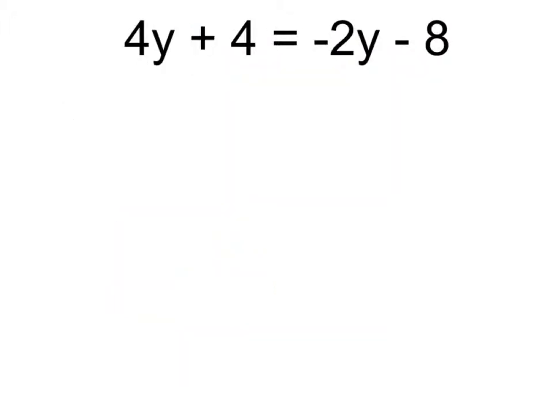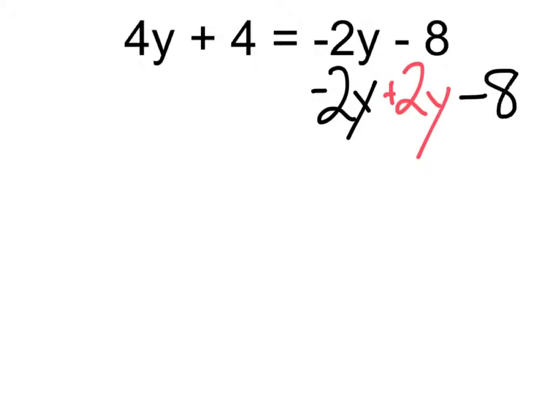Here we have an equation with the variable y on both the left and the right side of the equation. So let's figure out what to do. I see that there's a negative 2y, right? So the opposite of that would be positive. So what I'm going to do is rewrite on the left side negative 2y plus 2y, and then can't forget the minus 8. So all I did was add 2y to the right side. If I added 2y to the right side, I'm going to have to add it to the left side.